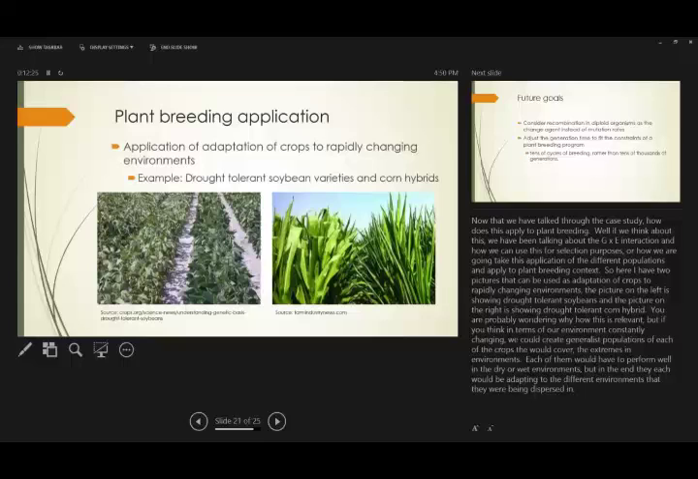So here I have two pictures that can be used as adaptation of crops to rapidly changing environments. The picture on the left is showing drought-tolerant soybeans: here's the non-drought tolerant, and here's the drought-tolerant. And then the picture on the right is a drought-tolerant corn hybrid. You're probably wondering why this is relevant, but if you think in terms of the environment constantly changing, we could create a generalist population of each of these crops that would cover the extremes in the environments. Each of them would have to perform well in the dry or wet environments, but at the end of the day, they would each be adapting to the different environments that they were being dispersed in.